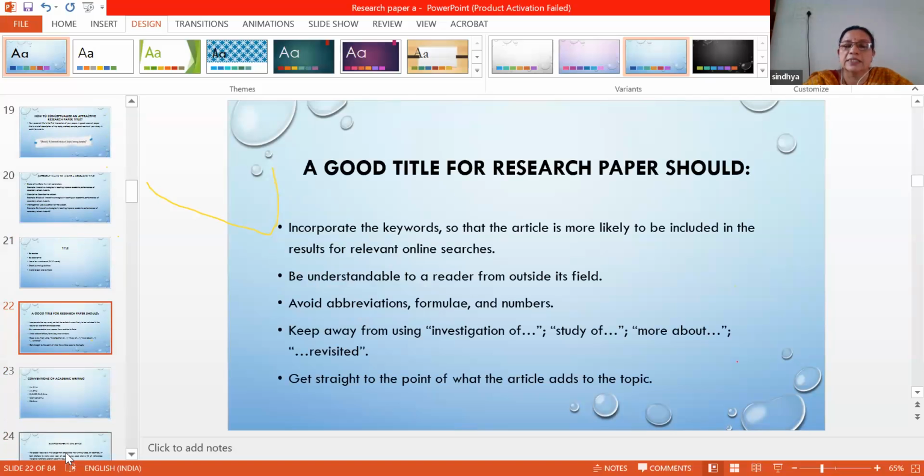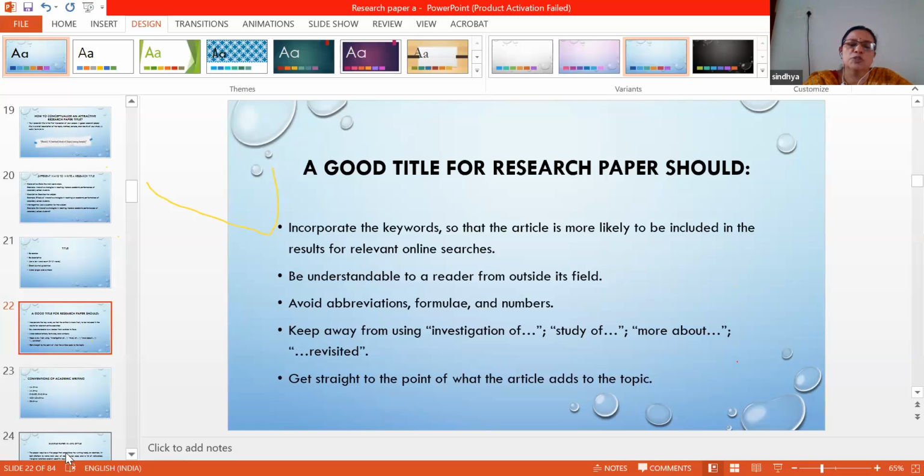And a good research paper title should have certain criteria, some qualities. Incorporate the keywords. That is one important criterion. Then it must be understandable to the reader. Whoever reads the title, it must be simple and clear to the reader. Avoid abbreviations, formulas, and numbers.